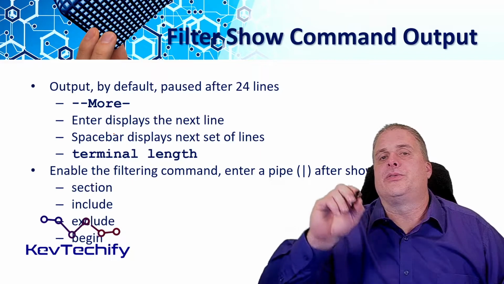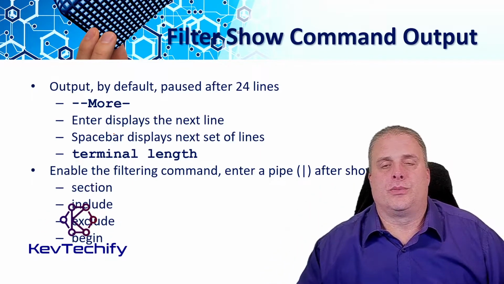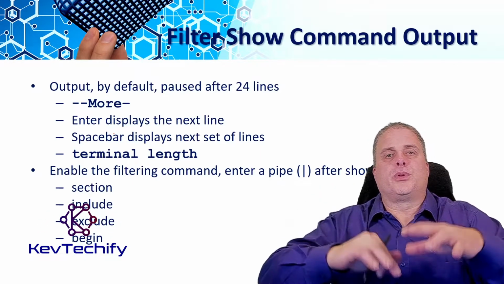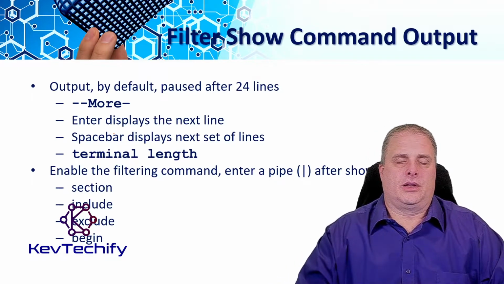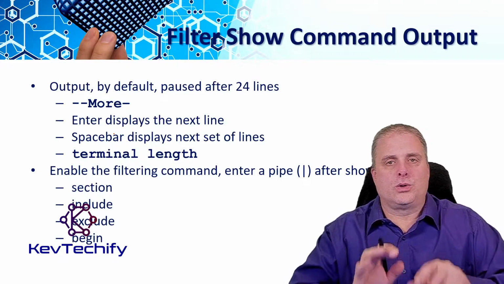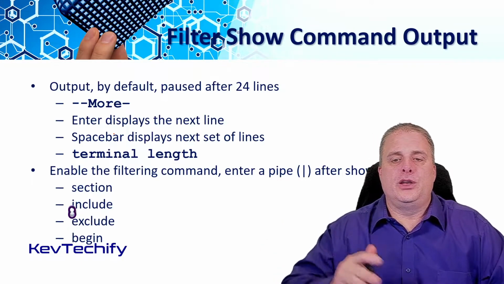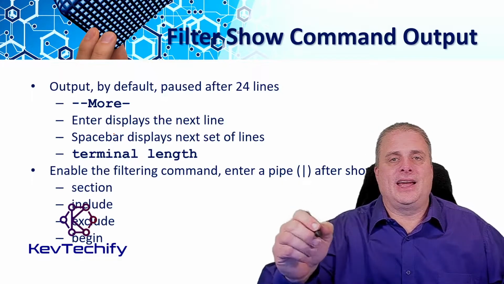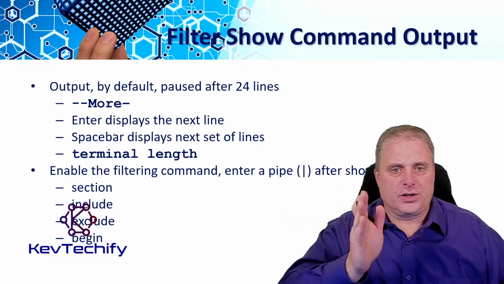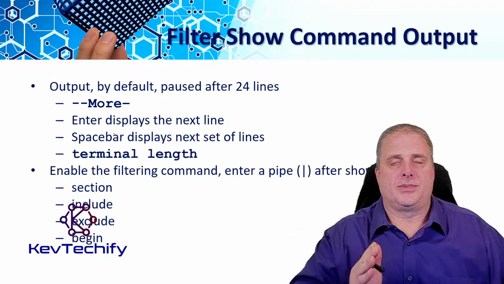You can also filter your show commands. You can have them display certain types of information. What we do is you type in the show command, and here you can type in show running-config. Then you put in the pipe sign. The pipe sign is the key above the Enter key, but you have to hit the Shift. It's a vertical line. That's the pipe sign.